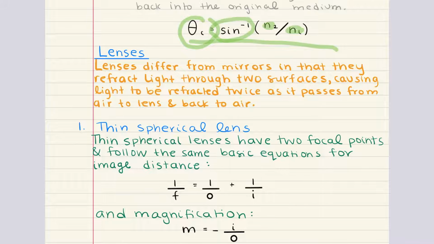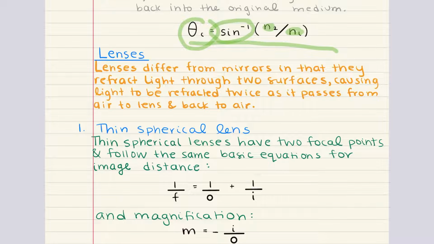of image formation. Unlike mirrors, which reflect light, lenses work by refracting light. When light passes through lenses, it encounters two surfaces. It refracts once as it enters the lens from air, and again as it exits the lens back into air. This double refraction alters the light's path, and it enables lenses to focus or spread out light rays, creating images.